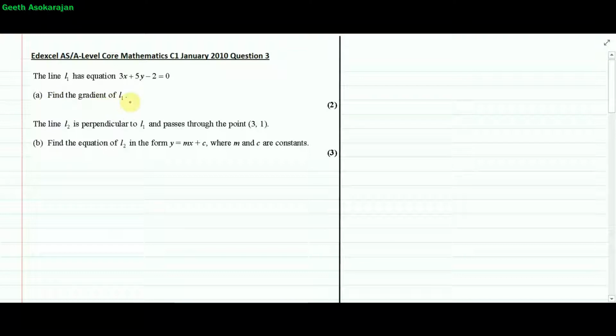The idea here is, if it's possible to rearrange this in standard form, by standard form I mean in the form y = mx + c, and it certainly is possible to rearrange this equation in this form. By doing that, the coefficient of x, or the term in front of x, will then be the gradient of our line. So we call this standard form.